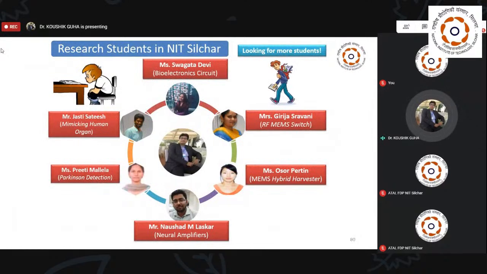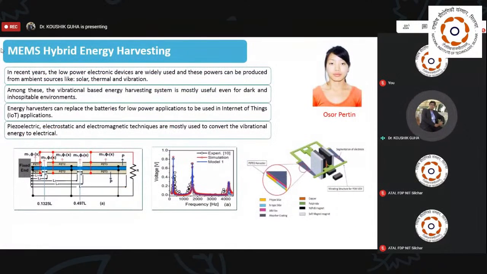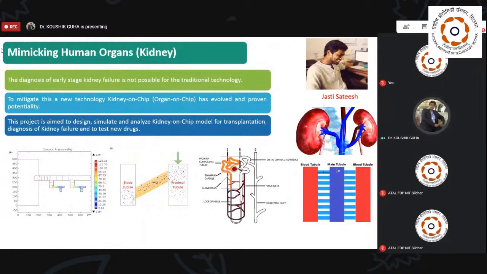These are my students who are working on different topics of MEMS and also combinations of electronics, BioMEMS, and bioelectronics. She has defended her thesis. Recently she has done very good work on RF MEMS switches, and she has developed and fabricated novel RF MEMS switches. She is working on MEMS energy harvesting, and we are working together with Tyndall. She is developing the energy harvester.